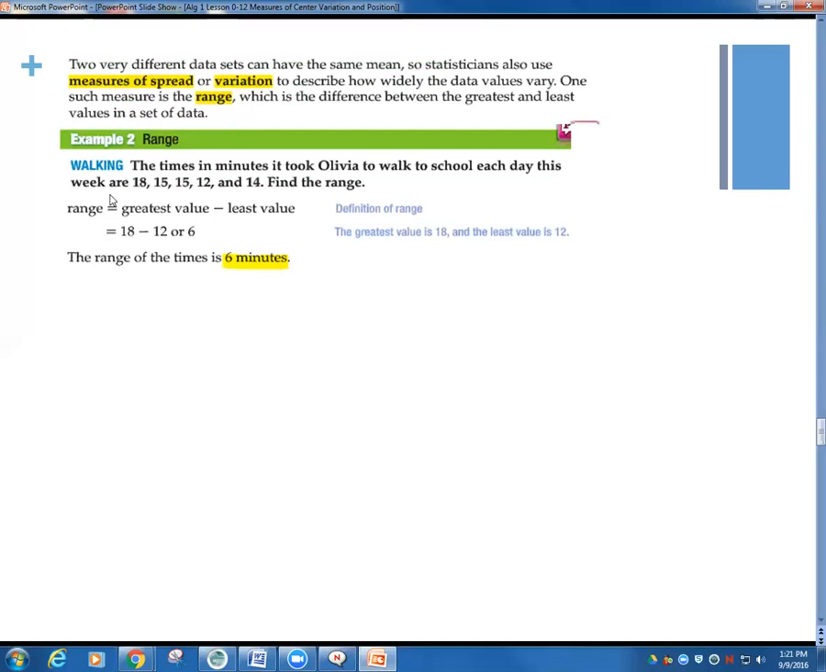So for range, all you do is put the numbers in order and take the greatest minus the least, and that tells you how far it is between the biggest and smallest values. So the range in this example is 6 minutes. That's the time that it took Olivia to walk to school each day. So maybe on the day where she had 12 minutes, she was running late and was speed walking, but on the days she had 18 minutes, maybe she dropped her books and had to pick them back up. Something like that. Obviously, she's not going to cyber school.